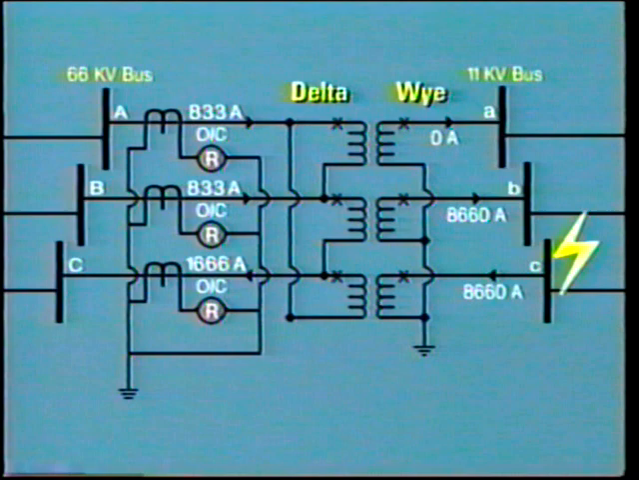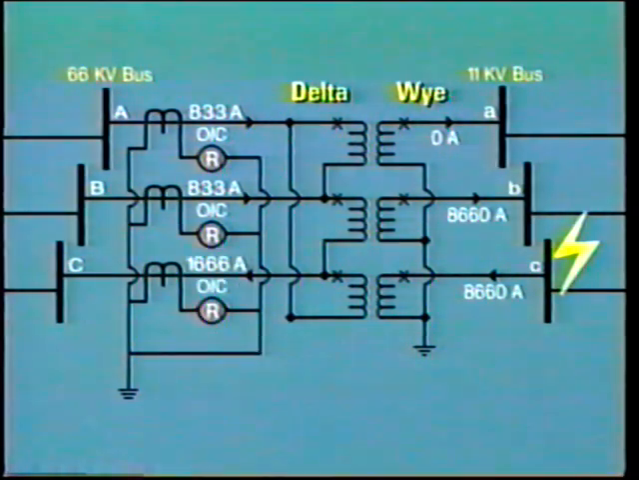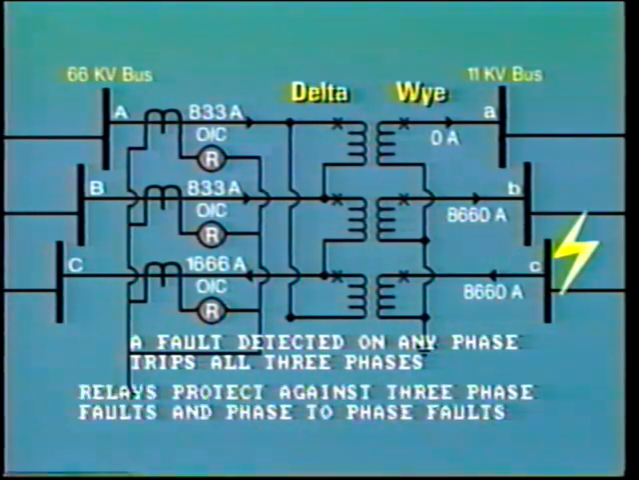This is interesting. It means that the overcurrent relay on phase C will measure the same current value as for a three-phase fault at the same location. For most types of protection scheme, a fault detected on any one phase results in the tripping of all three phases. So we can safely say that in this configuration, if all the relays in all three phases are set up to protect against a three-phase fault, they will also protect for a phase-to-phase fault.